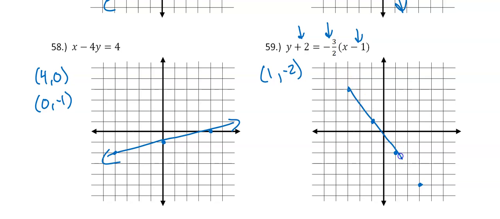Okay, if you're not sure about that one and you don't remember point slope form, you can always distribute here and then solve for y and put it in slope intercept form.